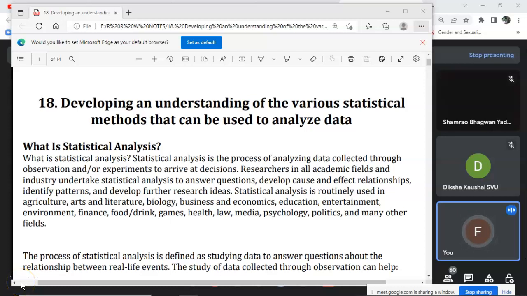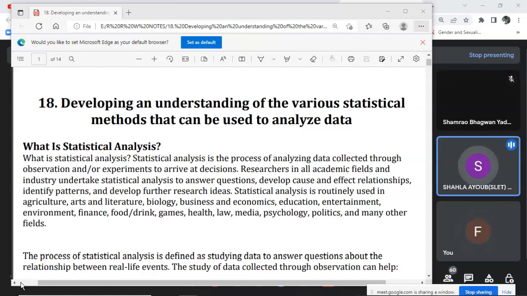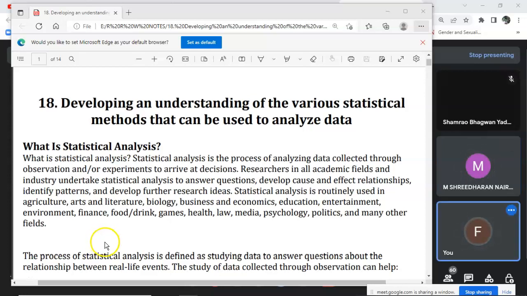Any of you belong to economics, statistics or mathematics who have a good knowledge of statistics? Is there anyone in the class who belongs to statistics, economics, or geography? Yes, ma'am. Economics. Yes, Aparna Pratap is from statistics. Okay, nice.